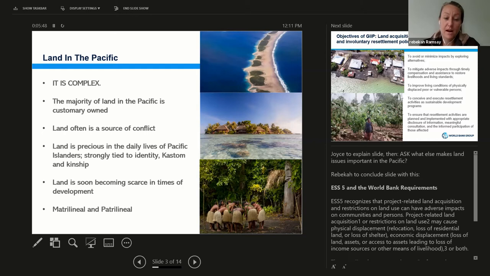Land is becoming scarce, both in times of development, in the sense that we now have different types of actors coming into the Pacific with interest in land. It could be private developers, it could be foreign entities, foreign governments wanting to establish a presence in the Pacific. And in addition to this, of course, we have the impacts of climate change and natural disasters, which are also profoundly impacting land use and availability in the Pacific. In addition to that, we have migrants, people who might be moving from one island to another within a country, or even from one country to another in the Pacific, as a response to climate-induced migration.